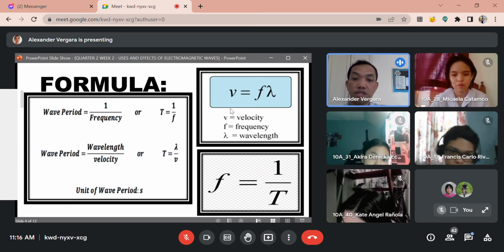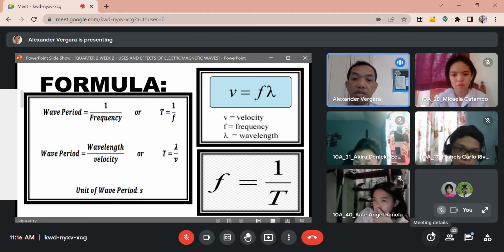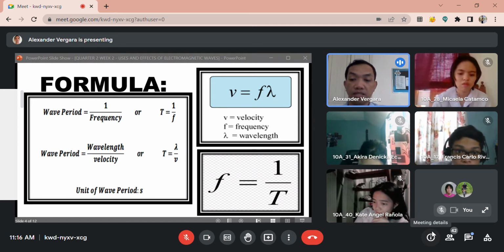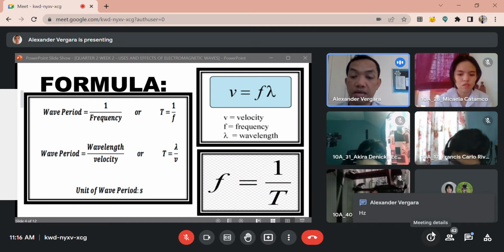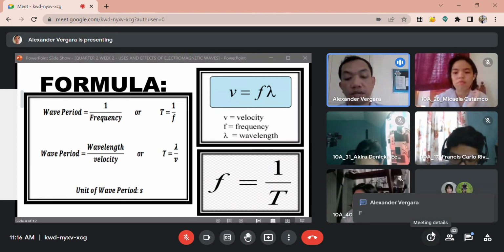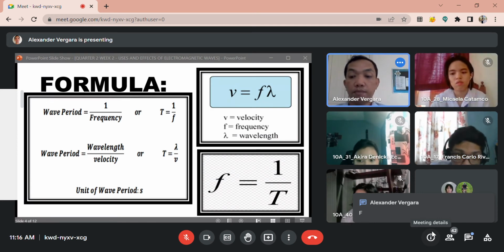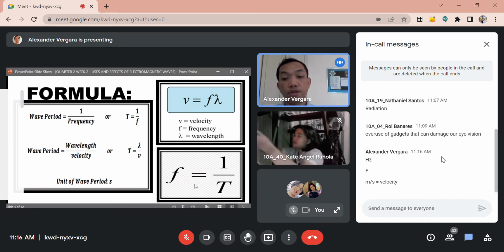By the way, the unit for velocity is meters per second. For the frequency, the unit is hertz, which is Hz. So hertz is the unit for frequency, and meters per second is the unit for velocity. Aside from that, for the wave period, the unit is seconds, which is already given here.